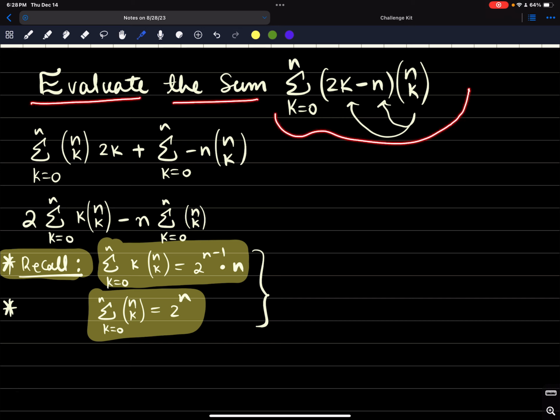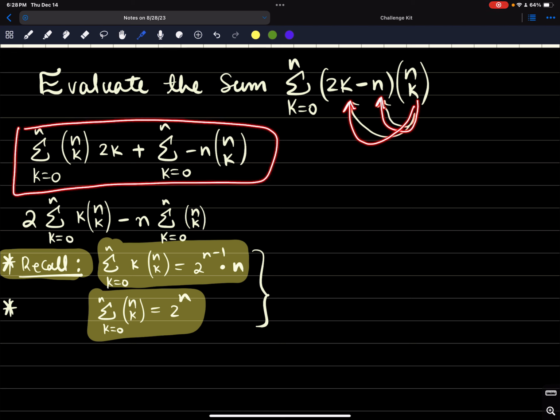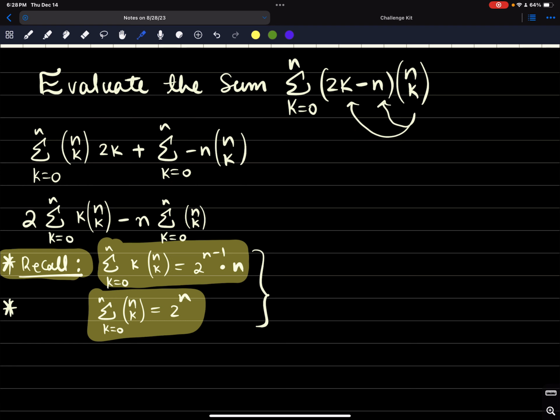of this. Okay, so first step is to distribute and choose k with n and with 2k. Once we distribute that, we end up getting something like this, right? So we end up getting something like that.